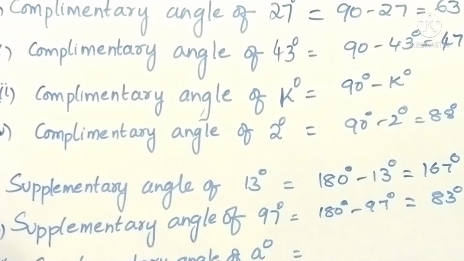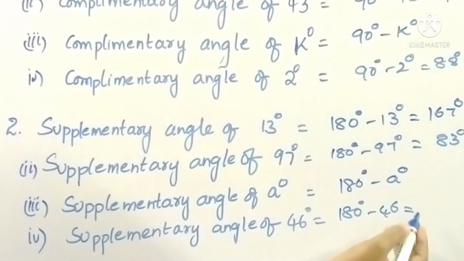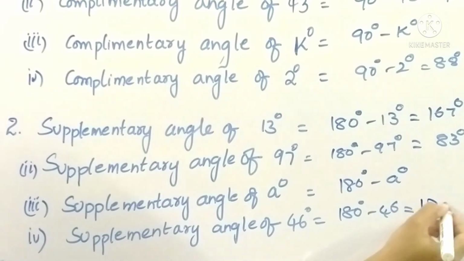The supplementary angle of A is 180 minus A degrees. The supplementary angle of 46: what is the supplementary angle of x? 180 minus x. So here 180 minus 46. Just subtract 180 minus 40, 140, and 140 minus 6, 134.